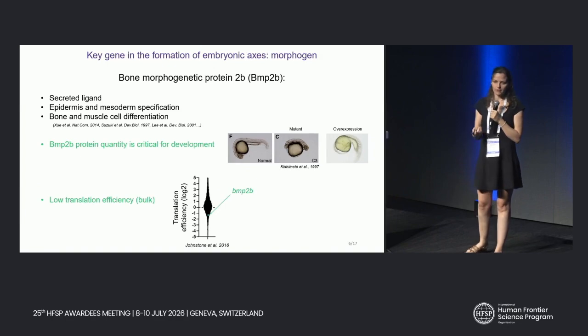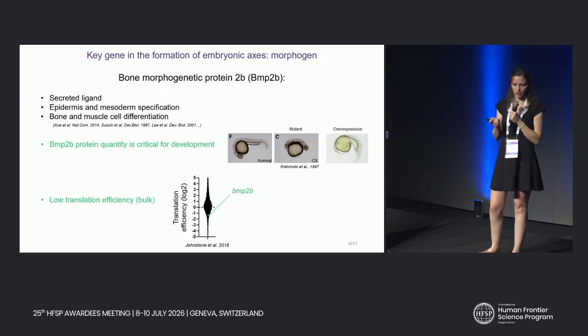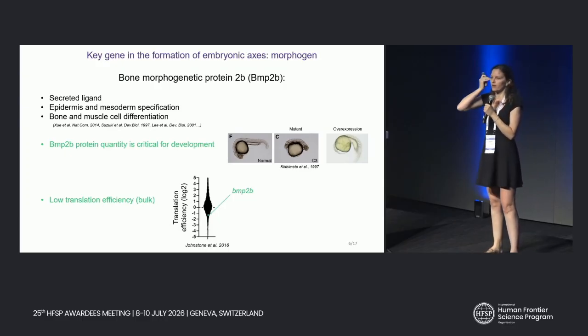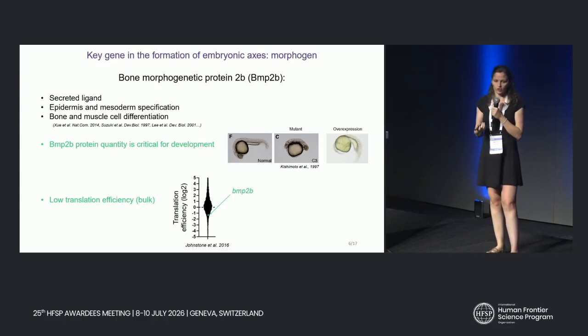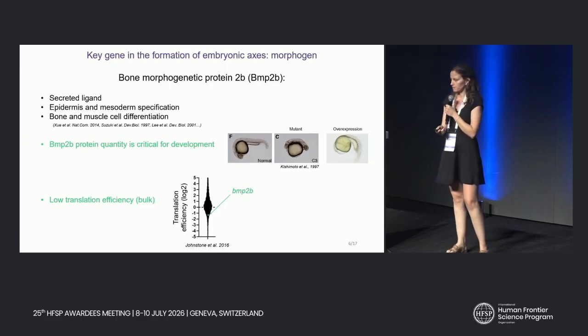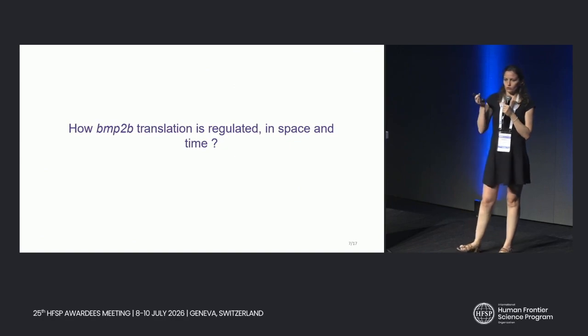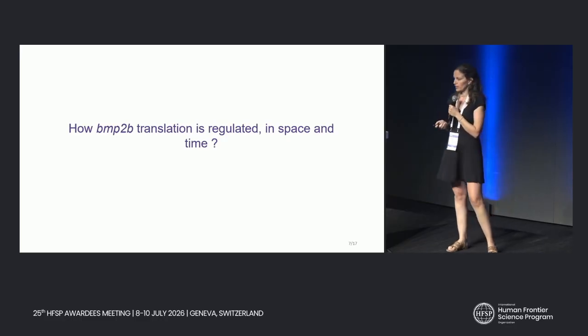When we looked at what has been published in bulk analysis of translation efficiency, where they basically compare ribo-seq with RNA-seq, we saw that BMP2B is one of the genes with the lowest translation efficiency. This led us to ask how such an important gene is regulated at the level of translation, and what determines this low translation efficiency. So the question we had is how BMP2B translation is regulated in space and time. What is its fine regulation?